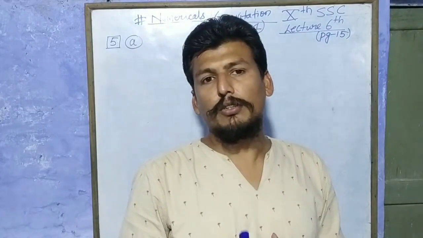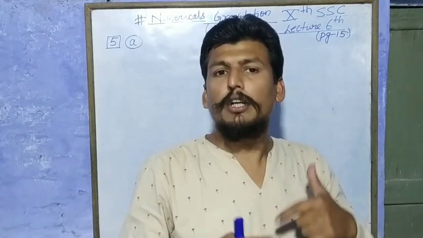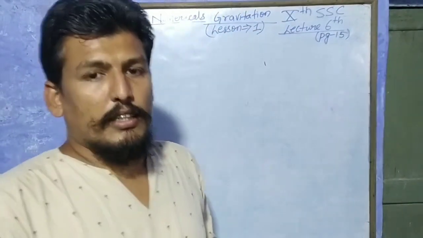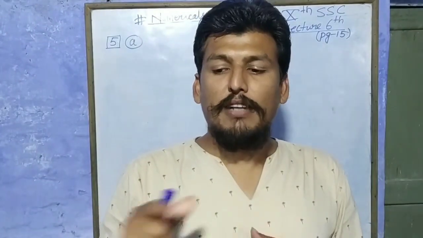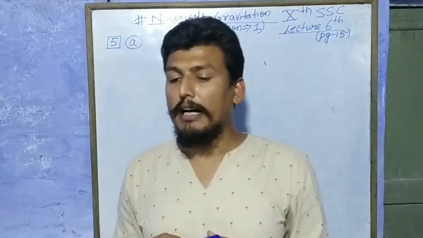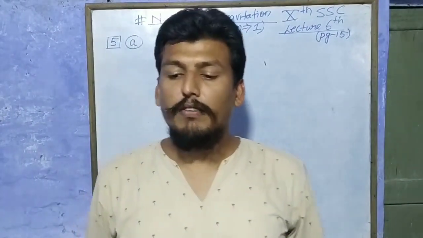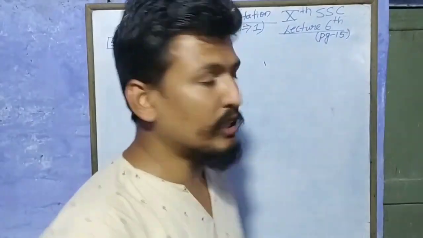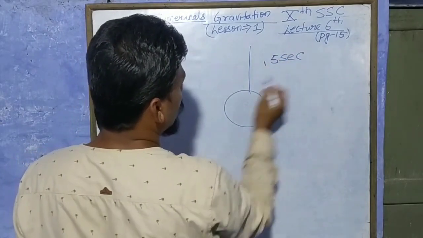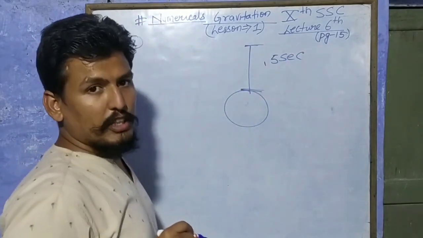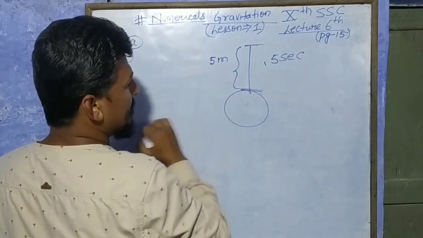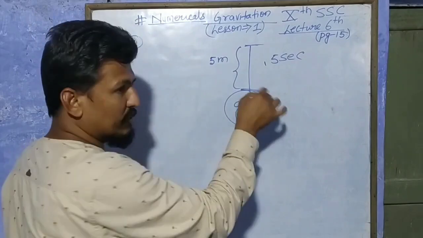You should watch this video again and again to understand the core concept of numericals. So here is our first question. Right now I don't have any textbook, so I am taking help of the laptop for viewing the question. The question is: an object takes 5 seconds to reach the ground from a height of 5 meters on a planet. What is the value of g on the planet?